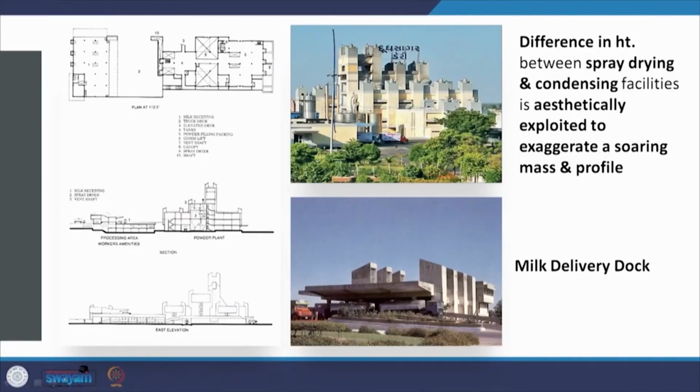Now that is not an Indian problem, it is an international problem, and therefore today we are compelled to design our buildings sustainably, make them green, reduce carbon emissions, something that was a natural reaction of these architects at the time. The difference in height between spray drying and condensing facilities has been aesthetically exploited by Kanvinde by providing these huge shafts that just go up, and there is a variation in the heights, and that creates this interesting form of the building. This is the milk delivery dock that you find here.